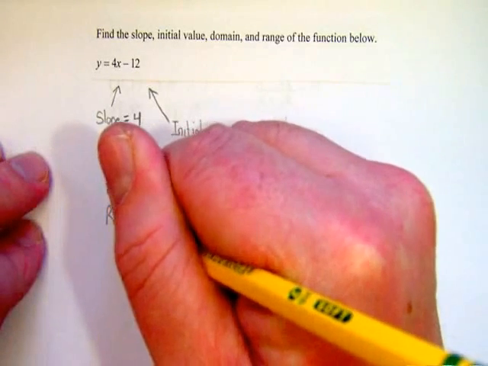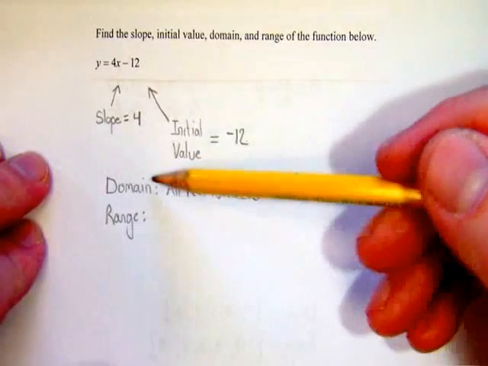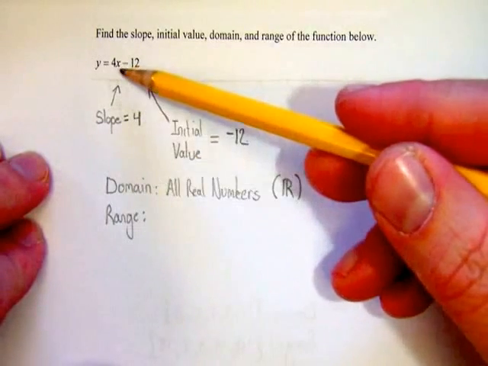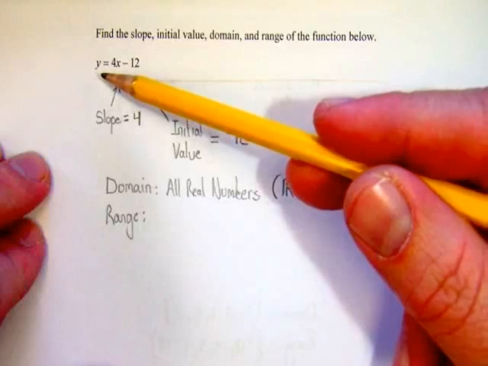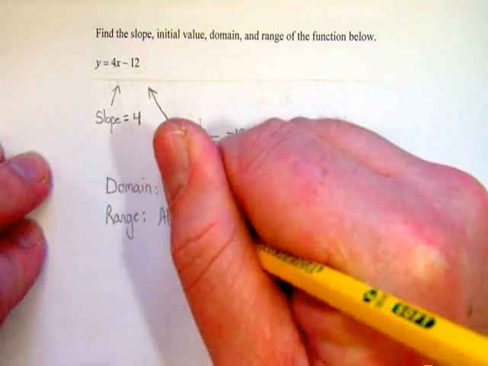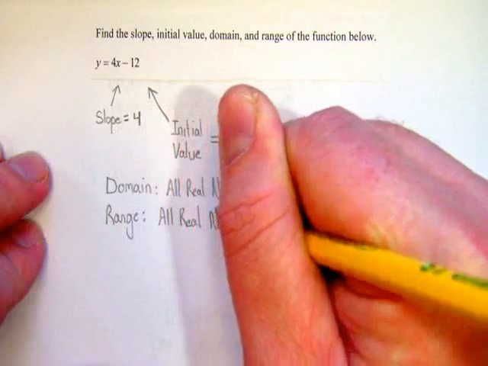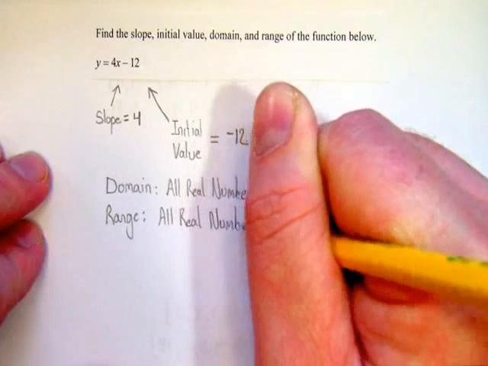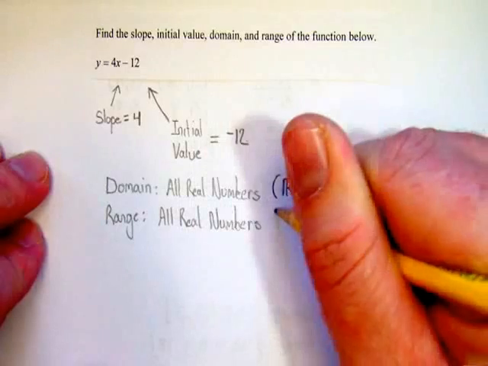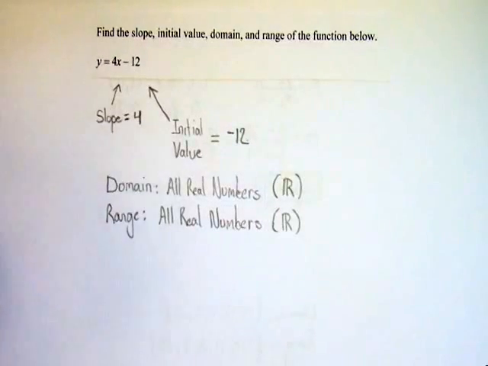For the range value, it's really the same idea. If I can put any domain value I want in there, that means I'm able to get any range value I want out of it. And so the range on something like this is going to be all real numbers as well. And again, if you'd rather, you can abbreviate that with the symbol for all real numbers.